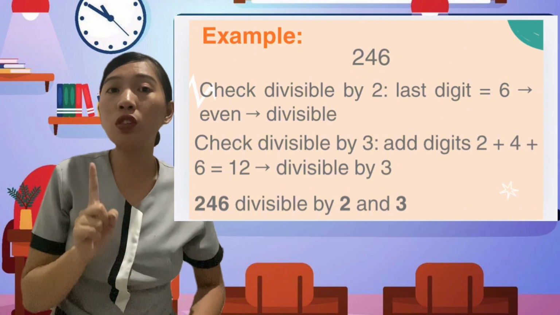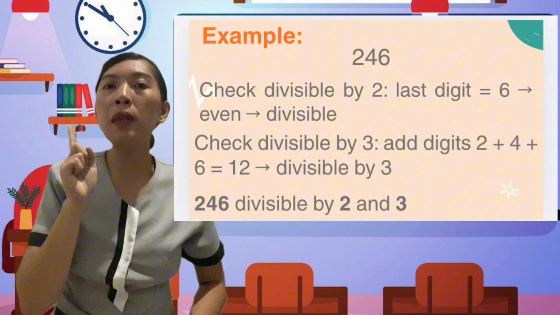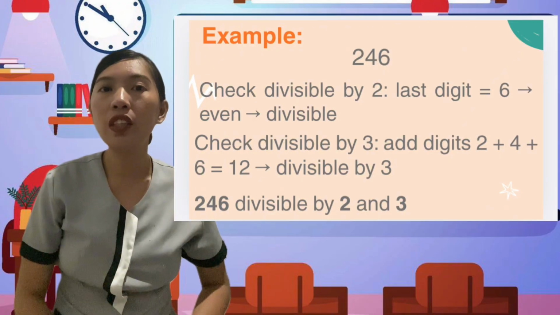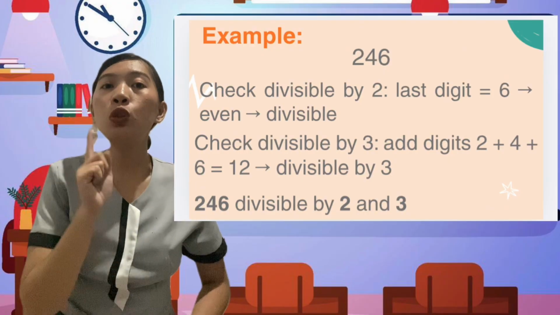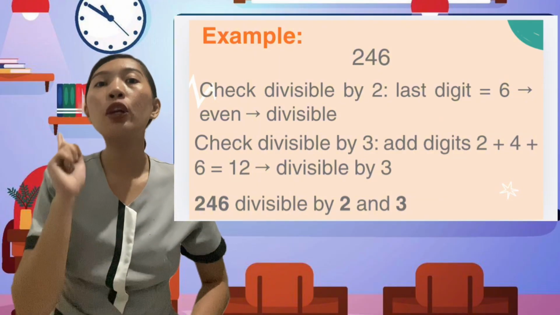Add the digits. 2 plus 4 plus 6 equals 12. Divisible by 3. 246 is divisible by 2 and 3.